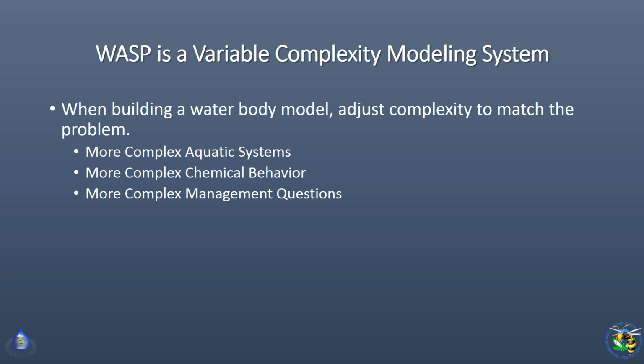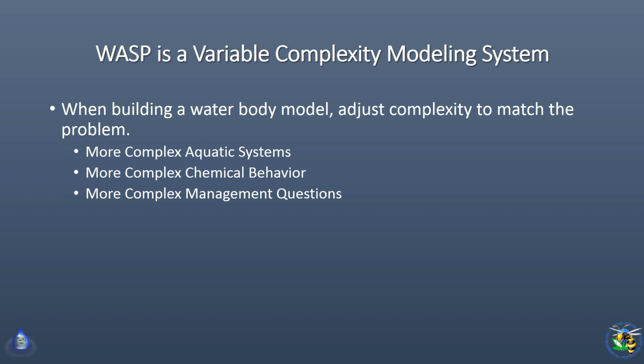You would also adjust the complexity of WASP based upon the chemical behavior, whether it's I need to do Streeter-Phelps, or I need to include the impacts of phytoplankton and sediment fluxes in our calculations. Or it could be the behavior of specific chemicals in the environment that degrade to form other daughter products that need to be accounted for. And then, of course, the model complexity can be changed to address the management question.